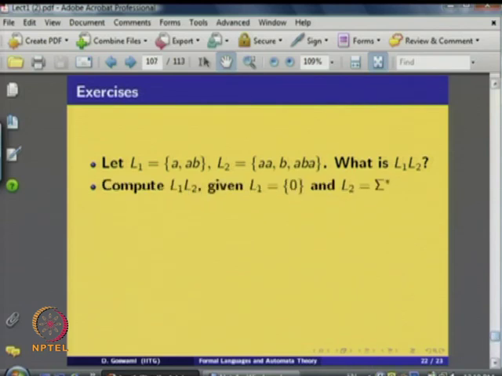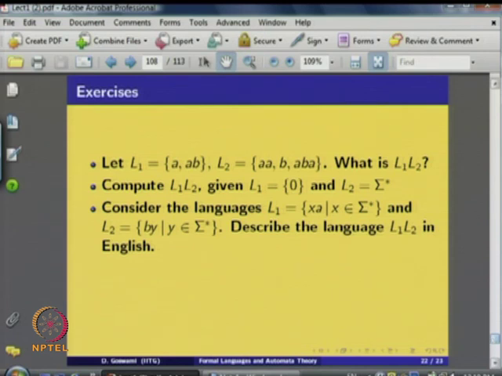Similarly, compute L1 L2 given L1 is a singleton set containing 0 and L2 is sigma star. And consider the language L1 of the form xA where x belongs to sigma star, and L2 of the form By, y belongs to sigma star. Describe the language L1 L2 in English.